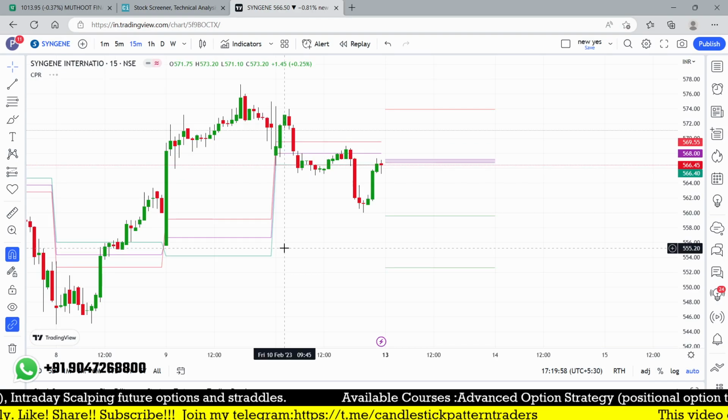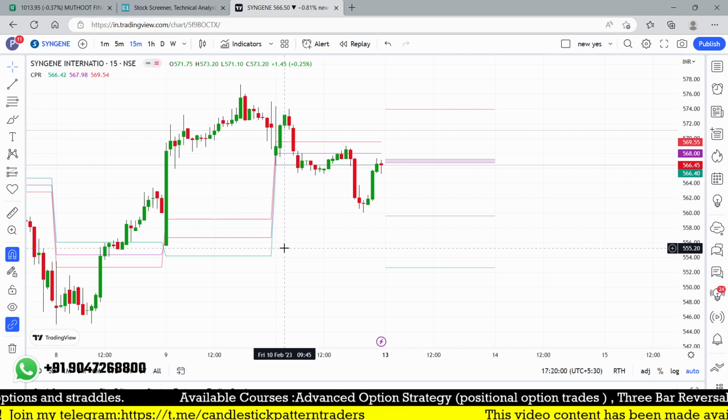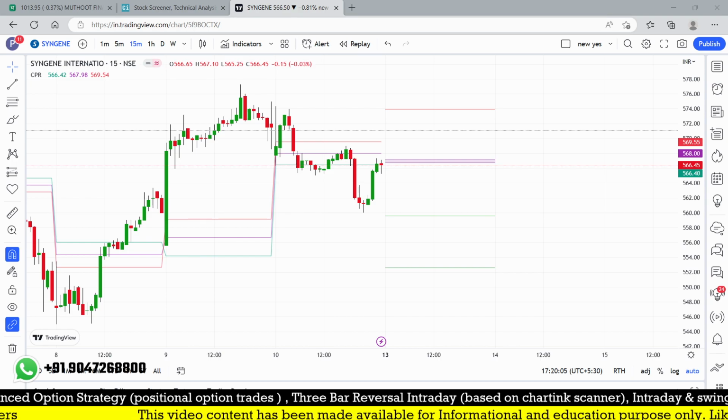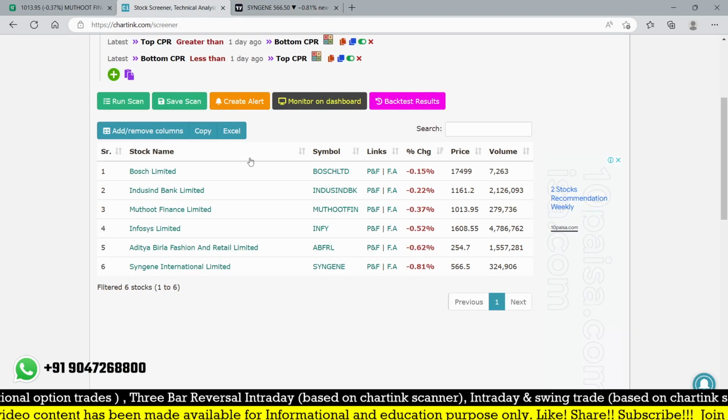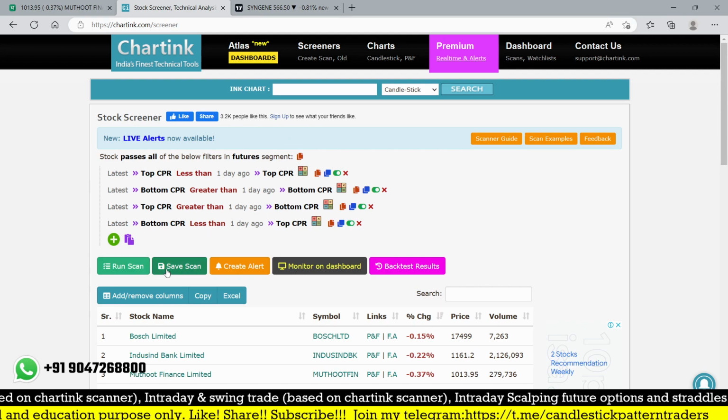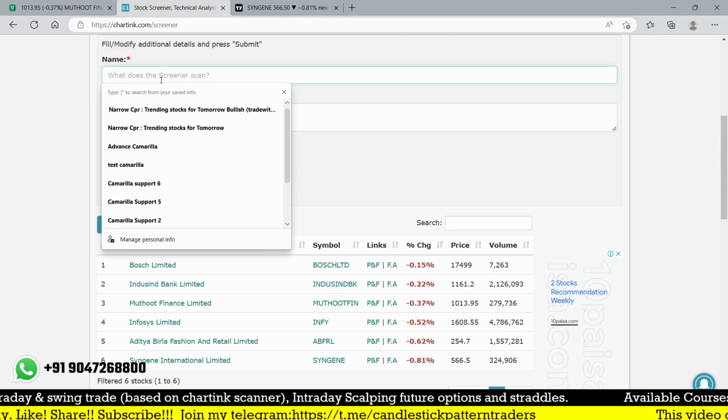Maybe that means Monday. So inside CPR, maybe a breakout or trending move can be possible if you are finding inside CPR. This code is simply finding out the inside CPR. Now I'm going to save the scan. I hope you understand.